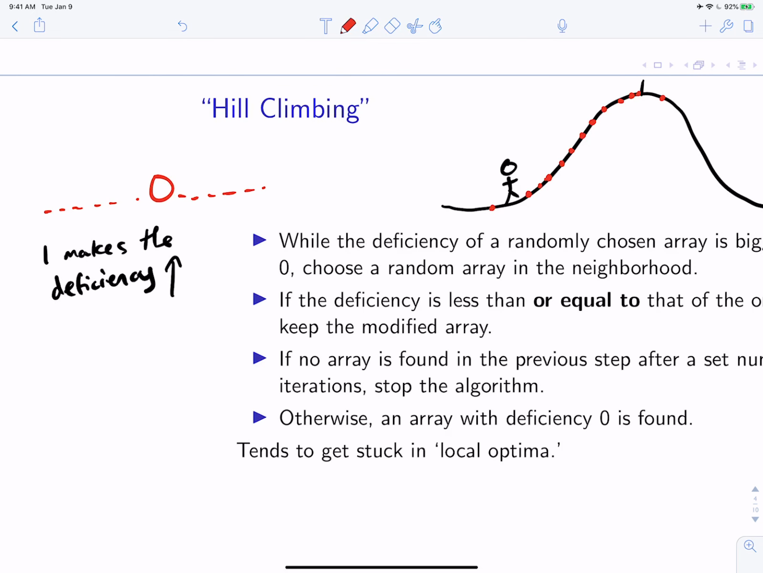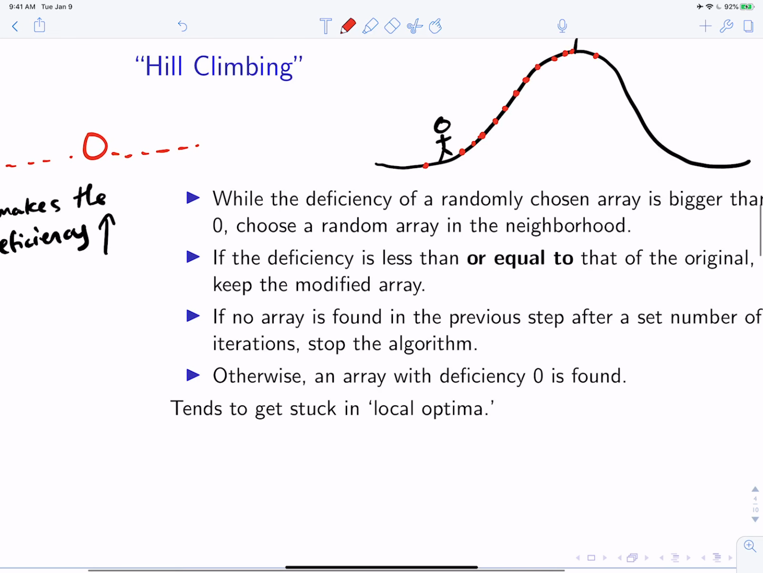So we're just going up the hill. Any questions about that? So why do you think I have "or equal to" bolded here? If it's in bold, it's probably important. What if we made a change and the deficiency stayed exactly the same? Yeah, it doesn't seem to matter, but it actually is quite important.